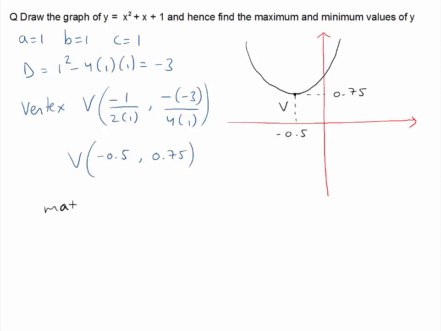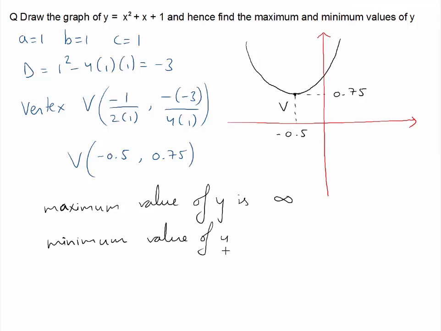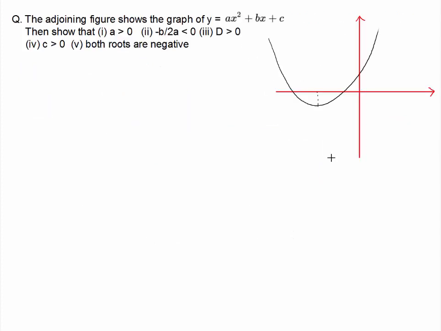Now the maximum value of y is infinity because it keeps increasing with x. So its end value would be infinity; it will go till infinity. Minimum value of y would be the y coordinate of the vertex, which is 0.75. So this is the minimum value of this quadratic expression. Now let's see another question.